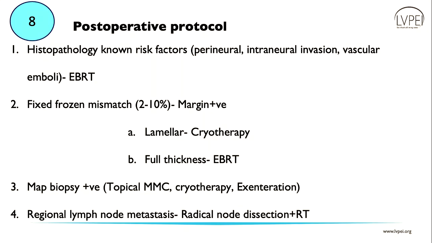There can be a fixed-frozen mismatch, 2 to 10% reported in literature. That is, the frozen section was negative, but on the report of the fixed section you get a positivity. Whenever there is margin positivity, we need to see whether it is a lamellar positivity or a full thickness positivity. If it is just lamellar, cryotherapy will help. For a full thickness positivity, we need to give EBRT. If the map biopsy is positive, we also need to treat; topical MMC, cryotherapy and exenteration are the options. And as I said earlier, regional lymph node metastasis needs to be treated.